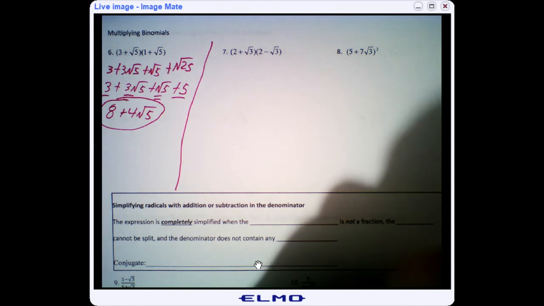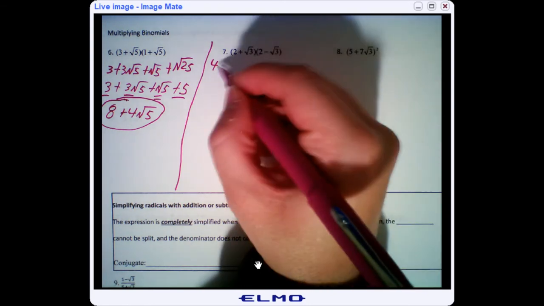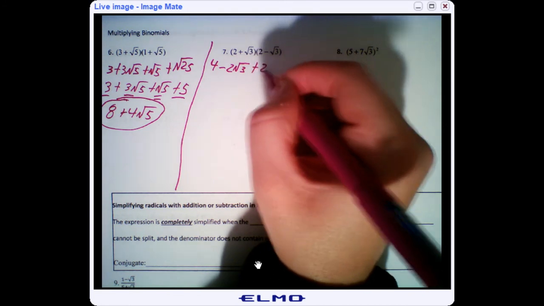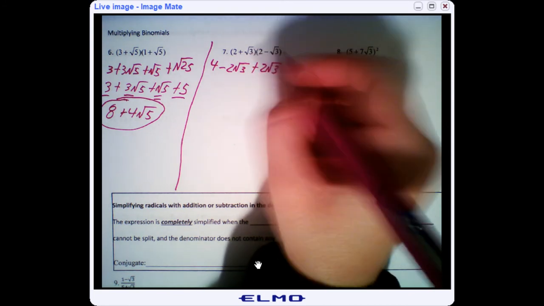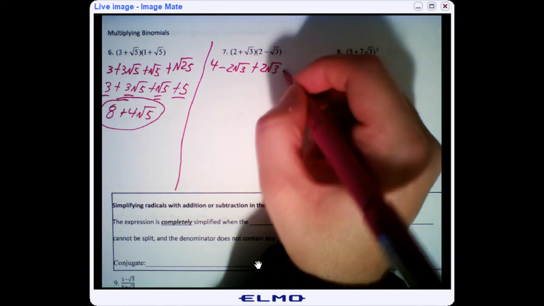I'm going to look at 7. 2 times 2 is 4. 2 times negative square root of 3 is minus 2 square roots of 3. 2 times square root of 3 is plus 2 square roots of 3. And then square root of 3 times a minus square root of 3, you can either just remember the square roots cancel, so it means minus 3, or minus square root of 9.